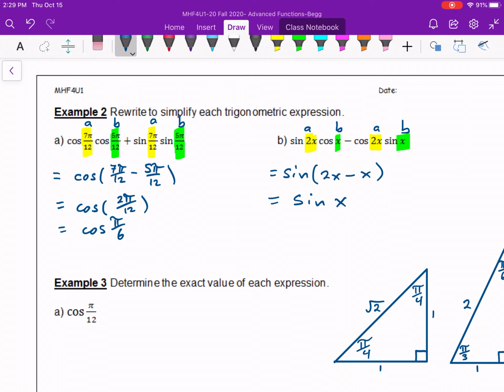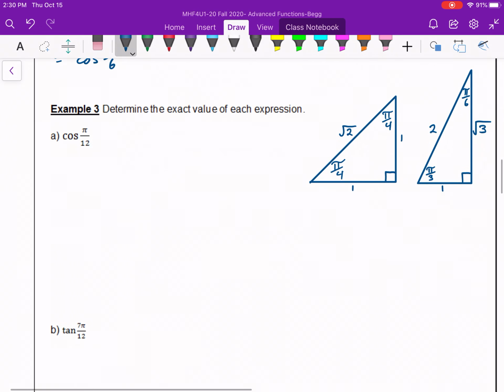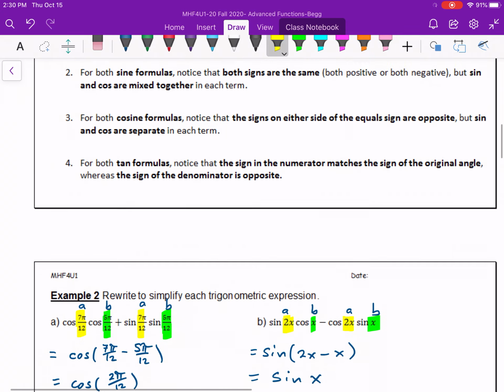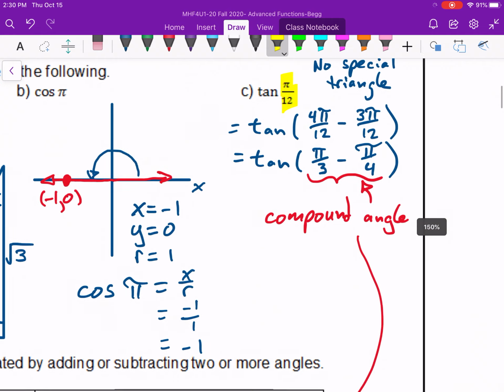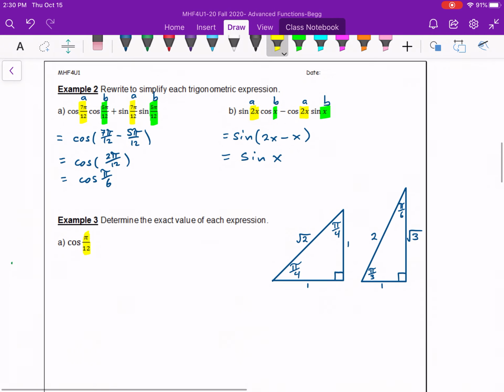So if you see a big long formula and you're asked to simplify it, you can go backwards. But to actually go forwards and do some calculations, that's going to be like what I started off with. We've already seen that pi over 12 doesn't have a special triangle, but we have also already seen that I could rewrite pi over 12 as pi over 3 minus pi over 4. So let's do that.